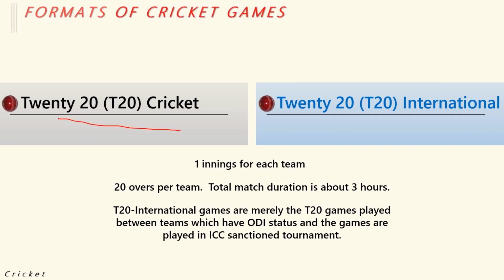2020 or T20 is the latest cricket format, and in this, 1 innings is given to each team. Each team plays for 20 overs, and the total match duration is about 3 hours. T20 internationals are merely the T20 games played between teams which have ODI status, that is one day international status, and the games are played in ICC sanctioned tournaments.